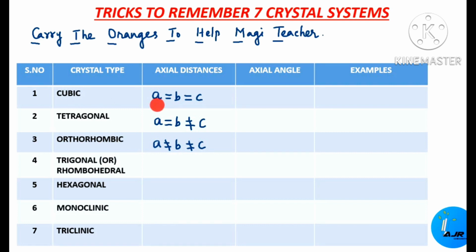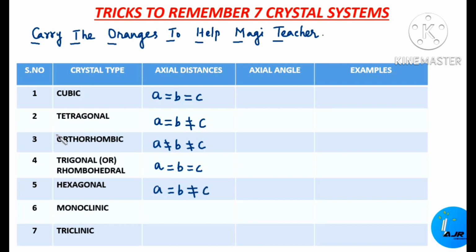Understood? Here everything is equal, here the last one is not equal, and here all three are unequal. Now how to write here? These three should be repeated again for the trigonal, hexagonal and monoclinic. So for trigonal we write A is equal to B is equal to C. And next for hexagonal, A is equal to B, which is not equal to C.